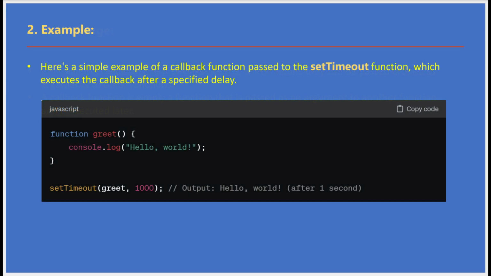Consider this simple example. Here we have a callback function that is passed to the setTimeout function. The callback function greet is executed after a 1-second delay. The setTimeout function is an asynchronous operation, meaning it doesn't block the rest of the code from executing while it waits for the timer to finish.